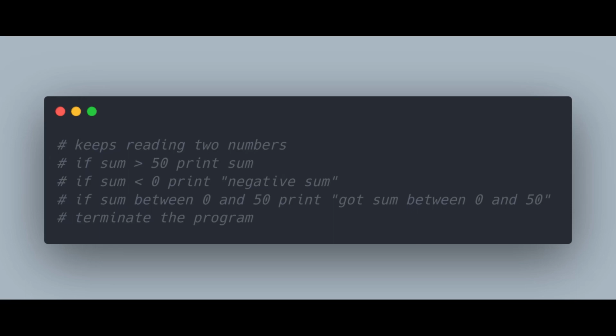Now let's pause for a little challenge. Write a program that keeps reading two numbers from the user. If the sum of the two numbers is more than 50, it prints the sum between them. If the sum between them is negative, it prints negative sum. Otherwise, if the sum is between 0 and 50 inclusive, it prints got sum between 0 and 50 and terminates the program.